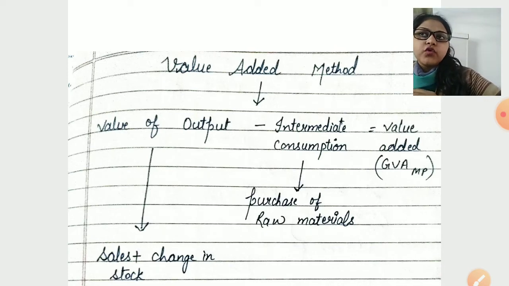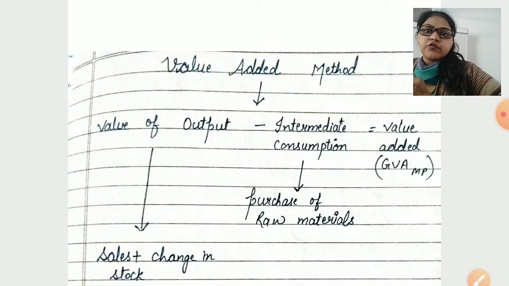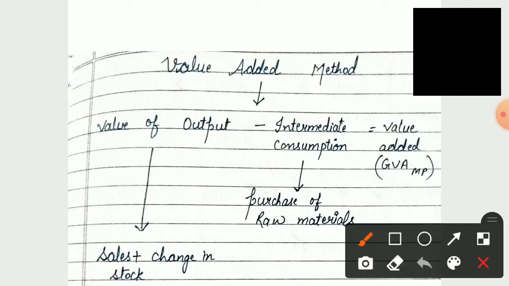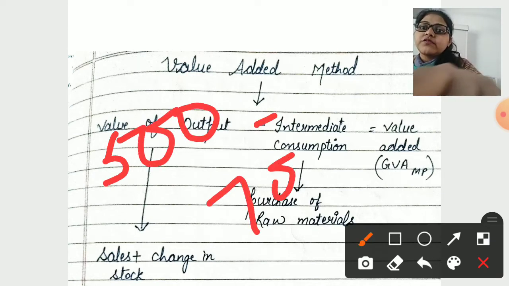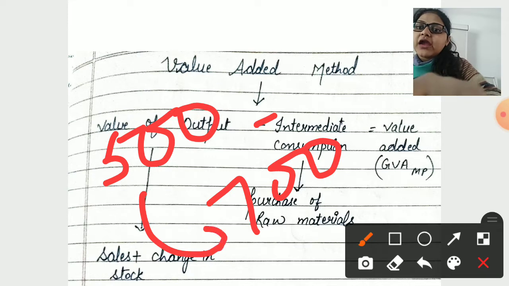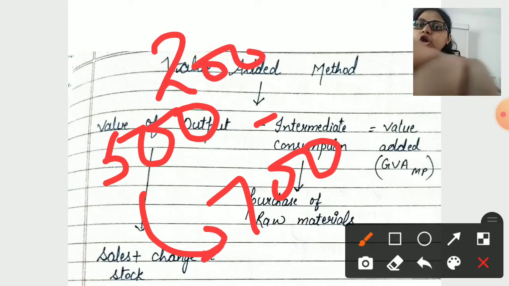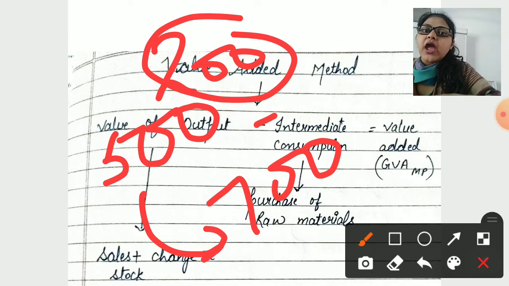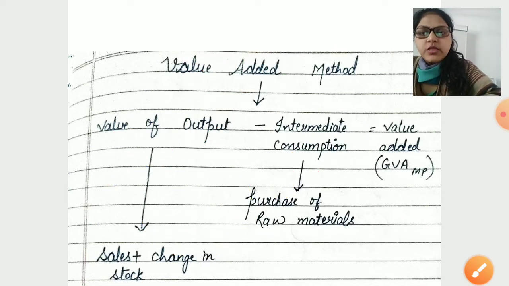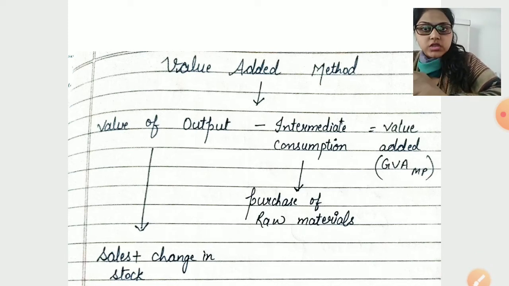For example, if you have purchased flour of rupees 500 and you are reselling it by converting it in the form of cake or something in 700. That means whatever you have bought for 500, you are selling for 700. So you have added approximately 200 rupees to that product, and this 200 is the value added in that product. That value which you have added by yourself.